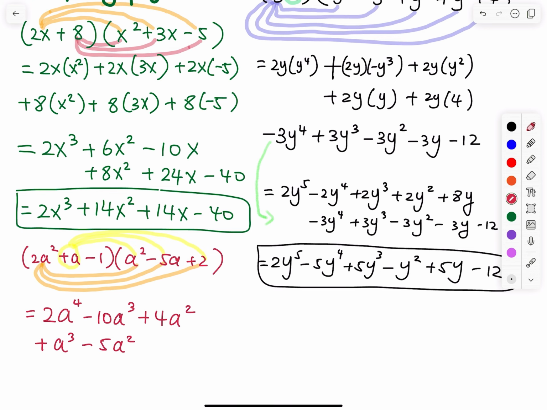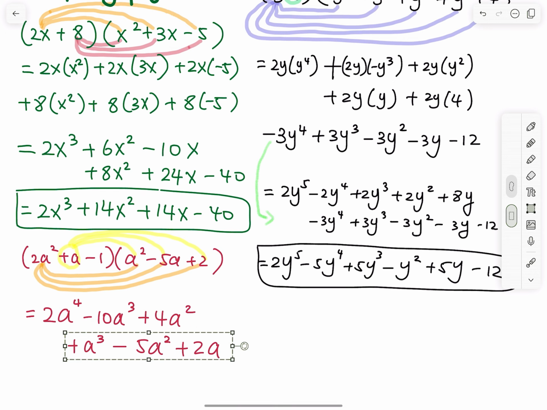And then, you know what? I can do some space, right? So I can do a to the third and then minus 5a squared, a times 2, 2a. I can move it a little bit. It is the same thing as if you put it right here, because I'm trying to line up the like terms, so it is easier to perform the addition and subtraction in the last step.